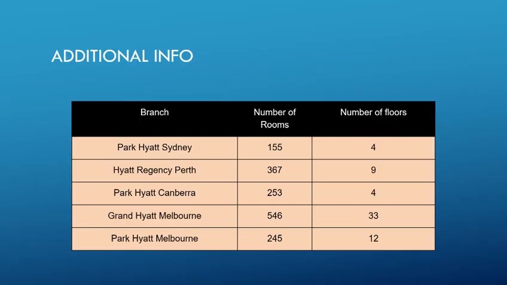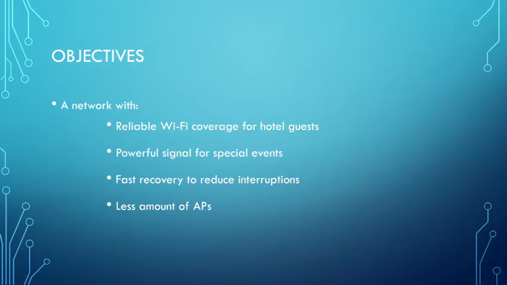Before creating the network, we gathered some information about the number of floors and rooms in each hotel. Grand Hyatt Melbourne has the highest amount, while the branch in Sydney is the smallest. Our focus of this project is to create a network with reliable Wi-Fi coverage for hotel guests using a smaller number of access points. We are also considering providing powerful signal for special events and quick recovery options to reduce interruption if something goes wrong with the network.